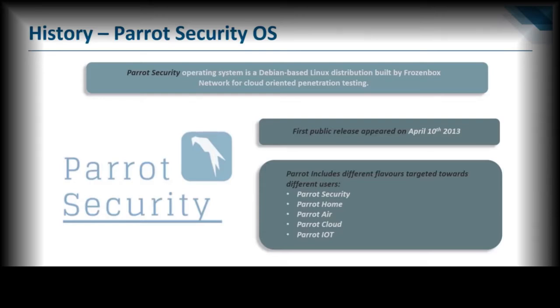Then you have Parrot Cloud, the most popular. It targets server applications, giving the user access to the full suite of penetration testing tools included in Parrot Security. But it doesn't have a graphical front end like we do in Parrot Security. Moving on, we also have Parrot IoT. It's designed for low resource devices such as Orange Pi, Raspberry Pi, Pine 64, and many others.